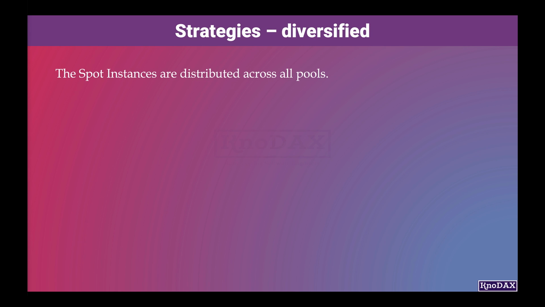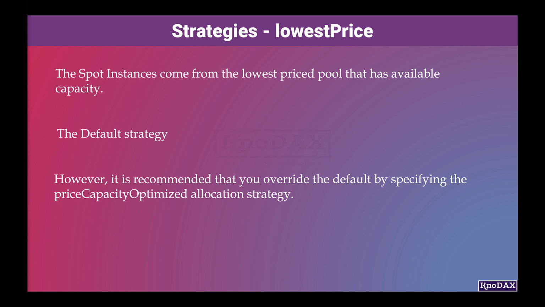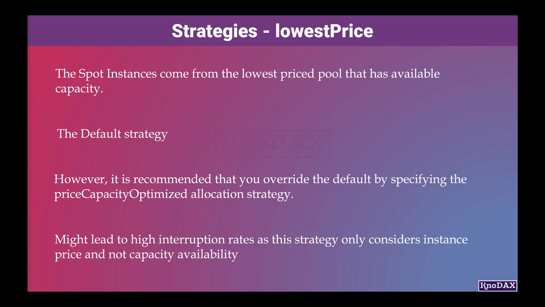Diversified. In this strategy, the spot instances are distributed across all pools. Lowest price. In this strategy, the spot instances come from the lowest price pool with available capacity. This is the default strategy. However, it is recommended that you override the default by specifying the price capacity optimized allocation strategy. Because this strategy only considers instance price and not capacity availability, it might lead to high interruption rates.